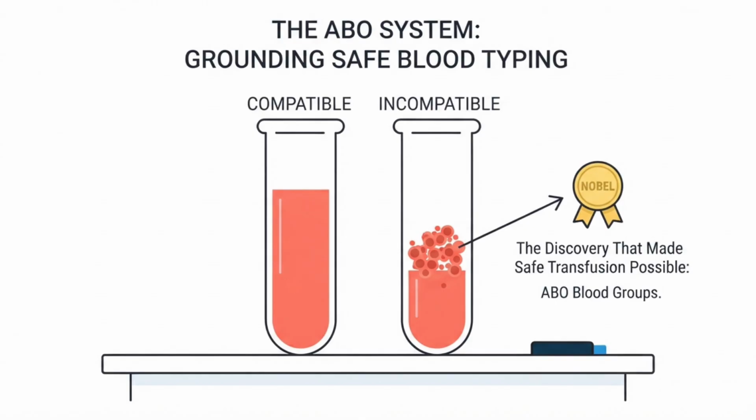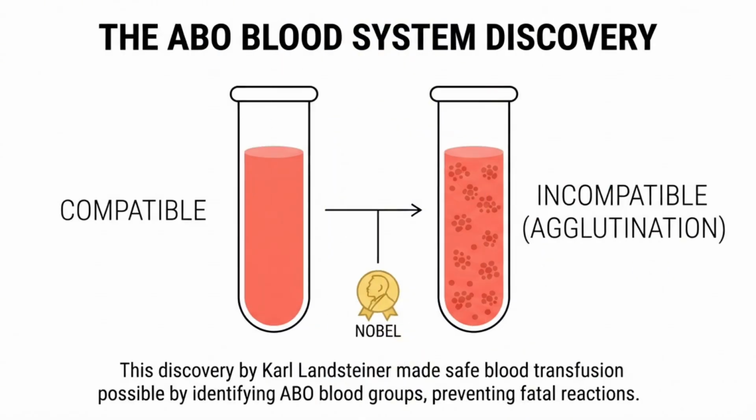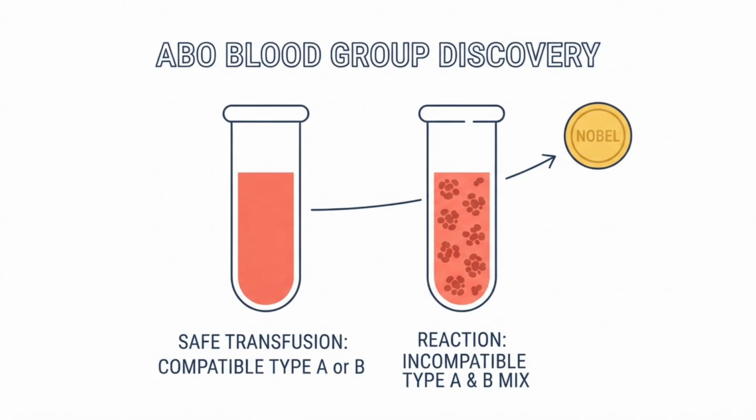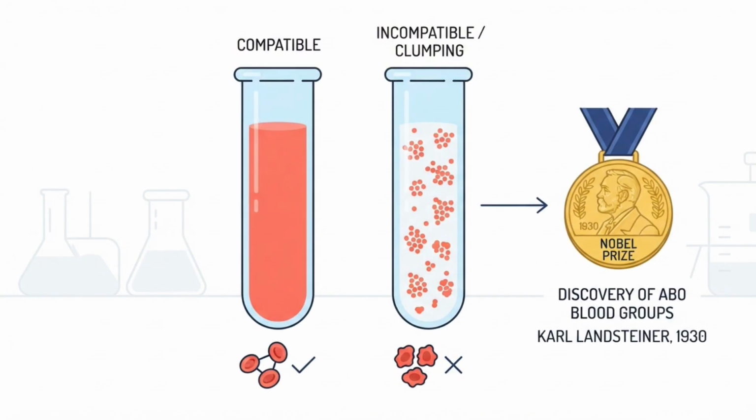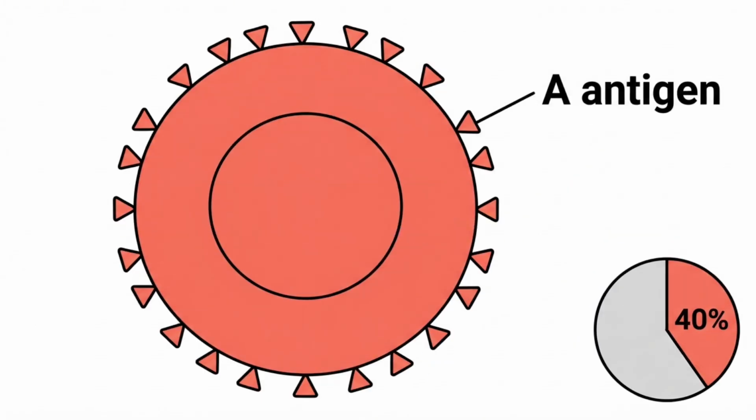The ABO system itself was first mapped out by the Austrian physician Karl Landsteiner in 1900, when he noticed that mixing blood from different people sometimes caused it to clump, a discovery that turned transfusion from a lethal gamble into a science with rules, and one that eventually earned him a Nobel Prize.